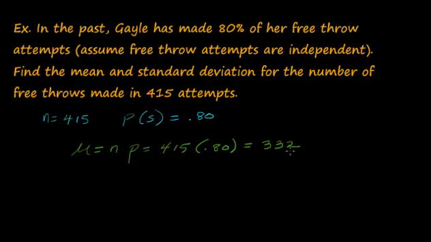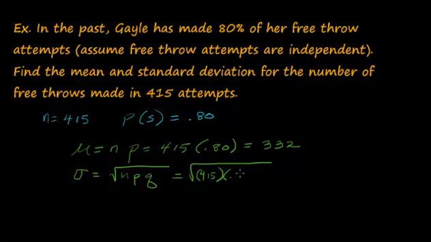Now remember our rounding rule. We round to one more decimal place than the values of x. The values of x are integers, whole numbers, 0, 1, 2, 3, all the way to 415. So we would round to one decimal place, but this comes out to be a whole number, so we'll just leave it at that. And our standard deviation is going to be the square root of NPQ. So the square root of 415 times 0.8 times 1 minus 0.8, which is 0.2, right? And this comes out to be approximately 8.1, following our rounding rule to one decimal place.